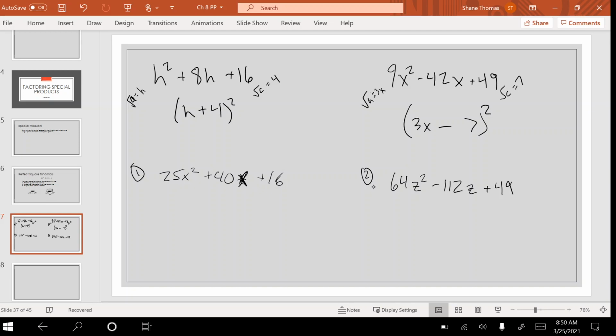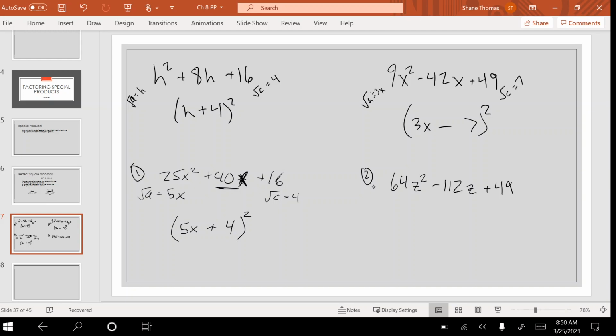Okay, number 1. What's the square root of your a term? 5x. What's the square root of your c term? 4. What's 4 times 5x? 20x, times 2. Am I good? Yep, I'm good. So, my parentheses, what's the first number? 5x. Second one is 4, plus or minus in the middle?